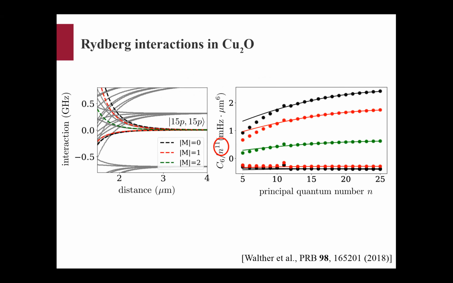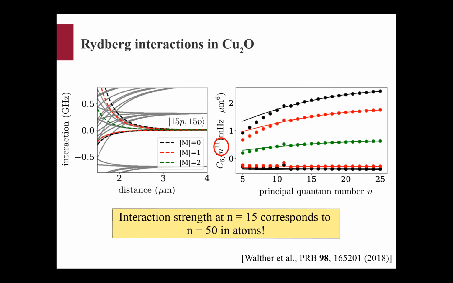So this is what I've got here. I divide the C6 coefficient by n to the 11, and you see that these van der Waals coefficients are roughly constant, as we expect from Rydberg physics, from second order perturbation theory. We have this strong scaling that we know from atomic physics that carries over to excitonic physics. But as I already advertised, what's surprising is that the absolute strength of the C6 coefficient, if you take one principal quantum number, say n equals 15, is much stronger in the excitonic case. Here we see an enhancement of almost 500,000. So the interaction strength at n equals 15 corresponds to what you would see in atomic systems at n equals 50.